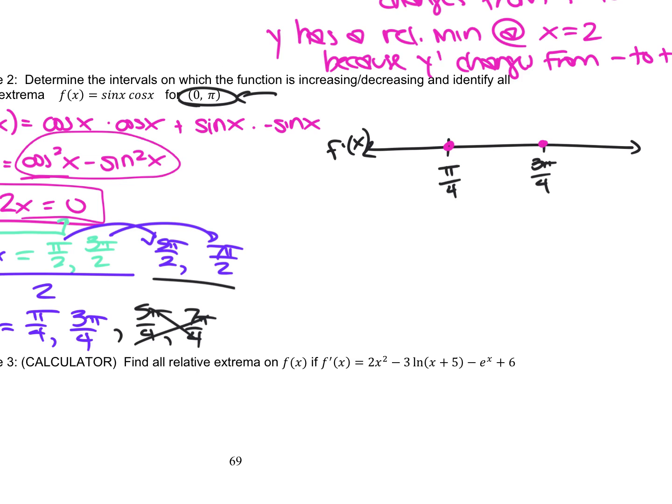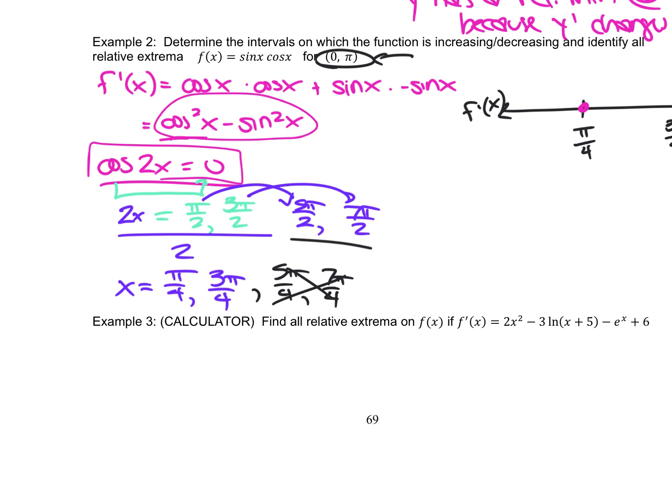Okay, so we know those are zeros, right? I just need to know whether it's positive before pi over 4, and after 3 pi over 4. All right, so let's just think about it. What comes before pi over 4? Something easy. 0, right? 0 comes before pi over 4. What is the cosine at 0? 1. So is that section going to be positive or negative?